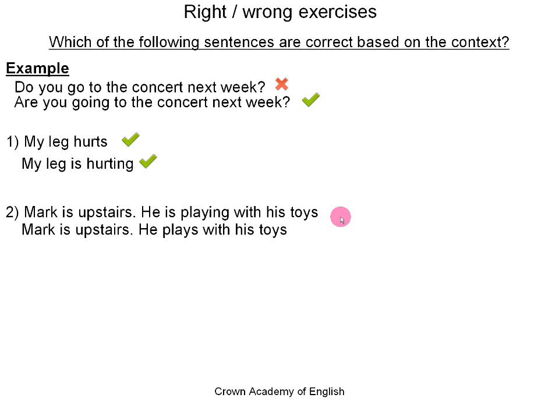Question 2. So the first one is correct. We are saying that Mark is upstairs. So we are talking about something that is happening now. It's something which is in progress. So we use the present continuous. So we say he is playing with his toys. We do not say he plays with his toys. So we do not use the present simple to describe an action which is happening right now.